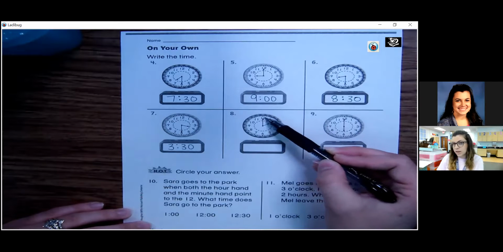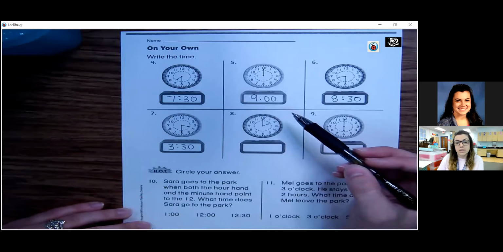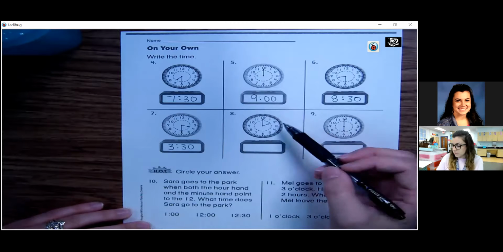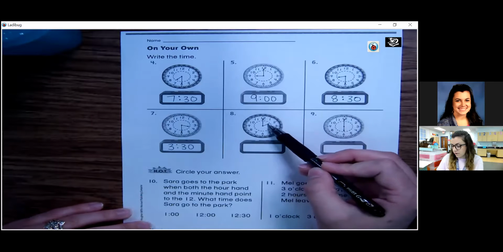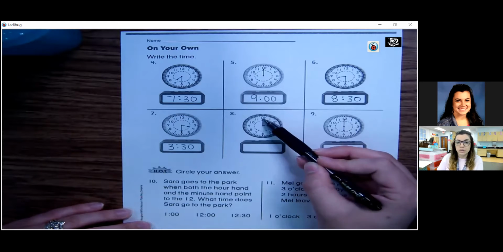Let's look at number 8. My minute hand is pointing directly at the number 12, which means I'm going to be telling time to the hour. To see what hour, let's check out our hour hand, and it's pointing directly at that number 2, which means it is 2 o'clock.